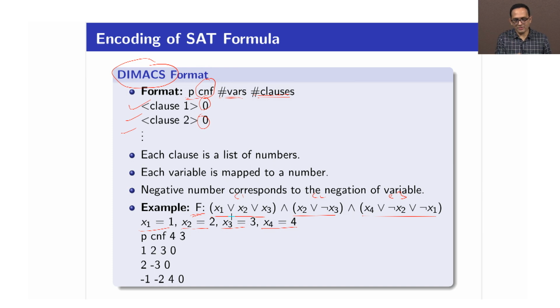Then, because the formula is in p cnf, there are 4 variables x1, x2, x3, x4. So, I just put 4 and 3 clauses. So, I put 3. Now, I have to encode this clause C1, right? So, C1 has x1.